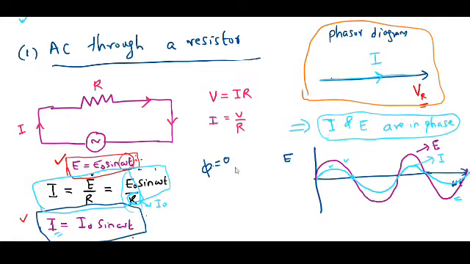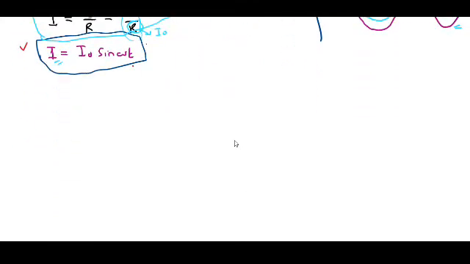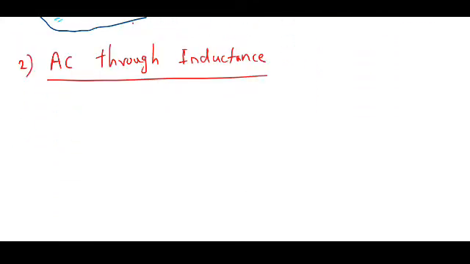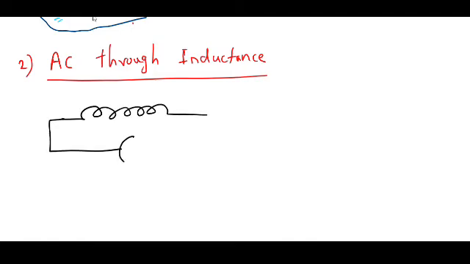Fine. Now let us go to the second circuit, that is we will analyze the AC through inductance. Here we have an inductor connected to a voltage source, alternating voltage. The applied voltage here is E is equal to E0 sine omega t, and L is the inductance. Because of this applied voltage, an alternating current flows through the circuit, that is represented by I.